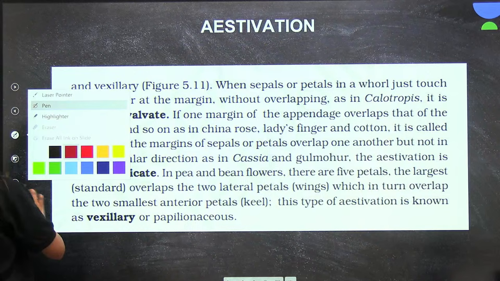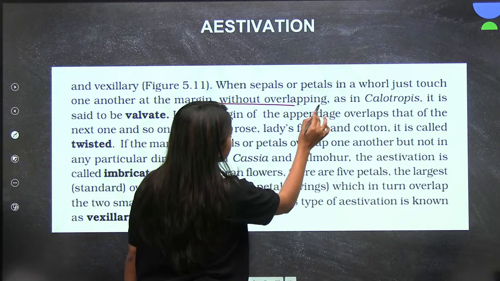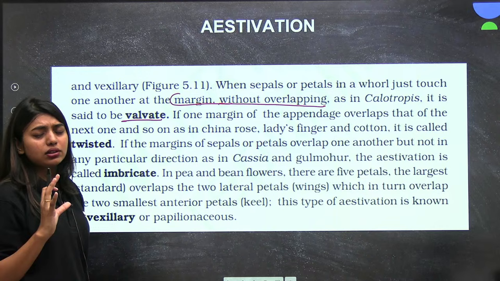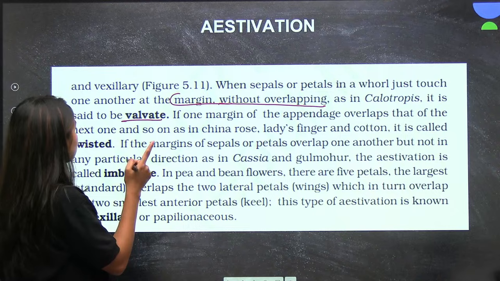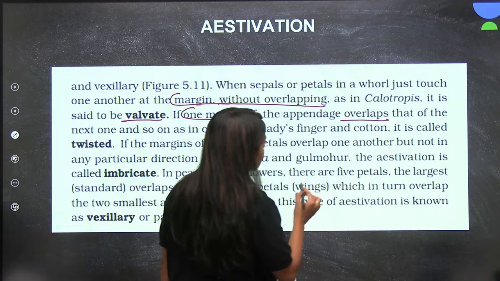Now we will remember what is given in your NCERT. Valvate means without overlapping, that means the margins are not overlapping. Students, only remember the important words, the rest you can write by yourself. If one margin of the appendage overlaps the next one, as in China rose, that is what I told you, it is called twisted aestivation.